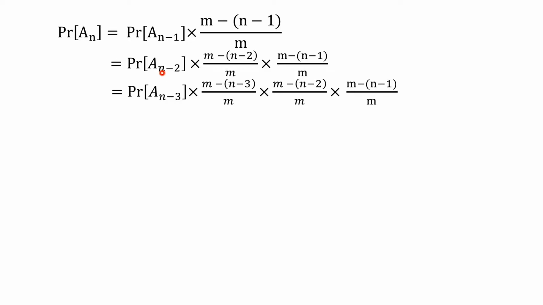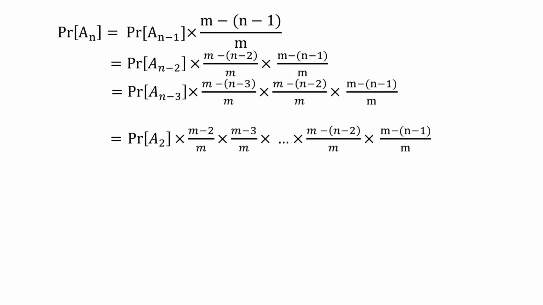And we keep doing that, and this number is reducing. It's n minus 1, n minus 2, n minus 3, and we keep repeating this process until we arrive at probability of A_2 times a bigger expression. Now, we computed the probability of 2 people being in the room and having different birthdays. You can go back and look at it, but I'll save you the time. It's m minus 1 divided by m. And what we have here is m minus 1 divided by m times m minus 2 divided by m times m minus 3 divided by m.